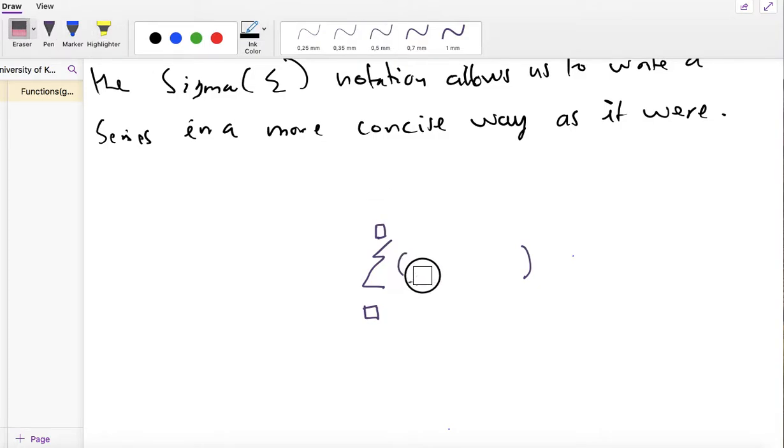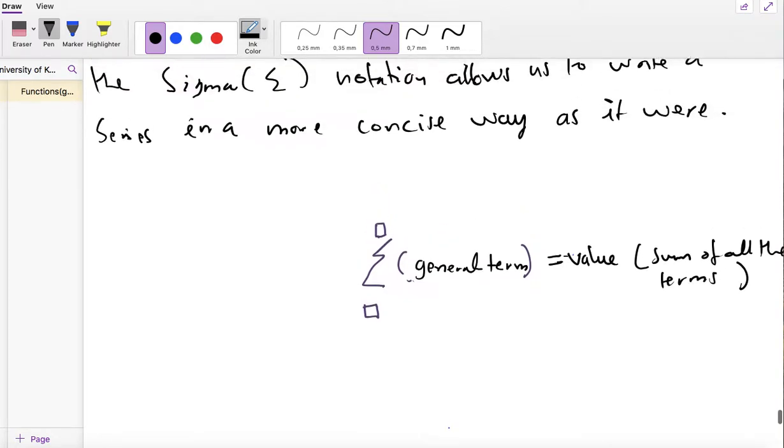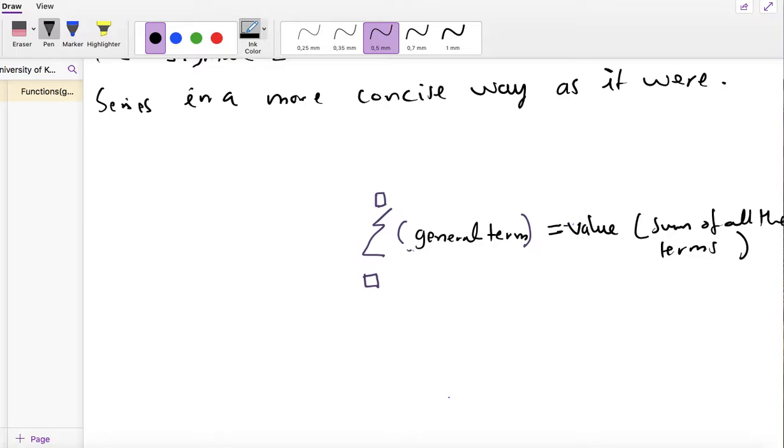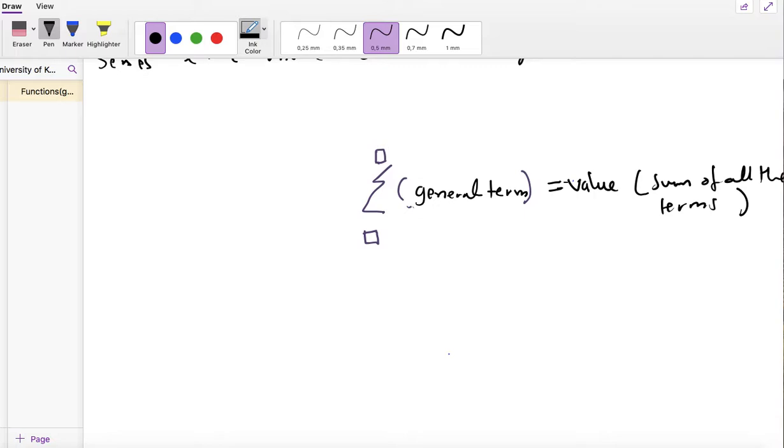Okay. We will call this the general term. And this whole thing is equal to a value, where the value is the sum of all the terms. Okay? You should think of sigma as another way of writing a series, basically. It really is just another way of writing a series, guys.